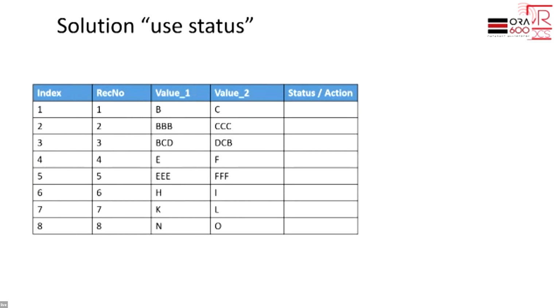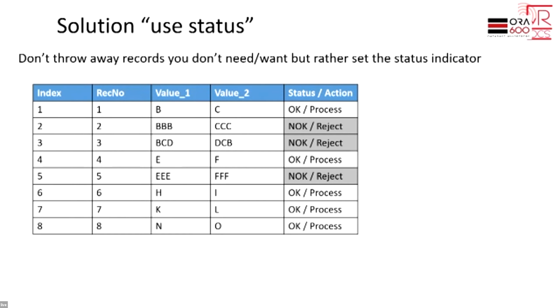There's another one, prevent sparse collections. Instead of going through your collection and throwing away rows that you do not want to have processed in your FORALL, you could add a column, status, action, whatever you call it. And whenever you want a record not to be processed, you have a status not okay, or an action reject, or yes, no, whatever you want. And then in your FORALL statement, you add a where clause where this column is okay, or process, or whatever.